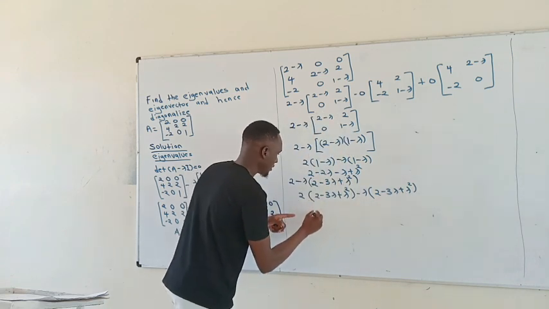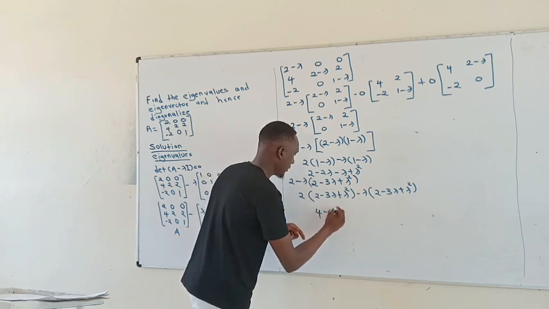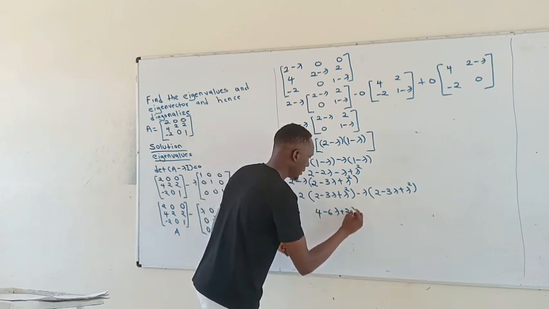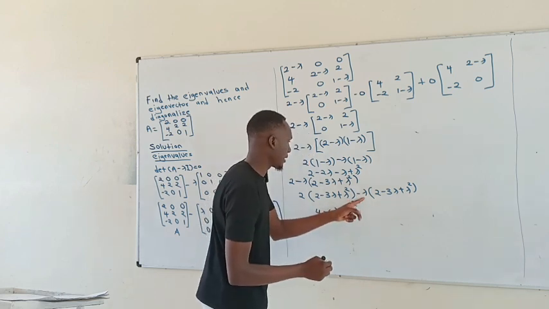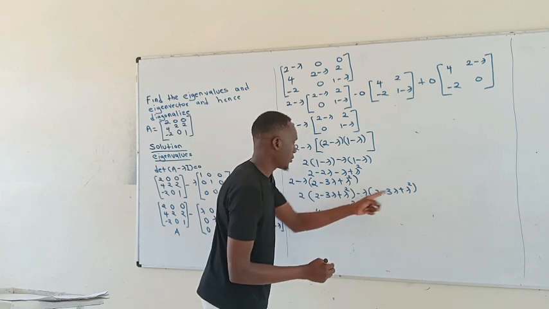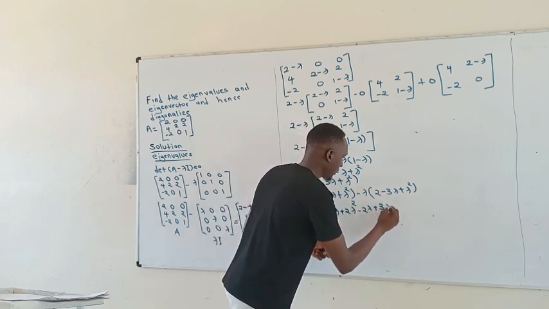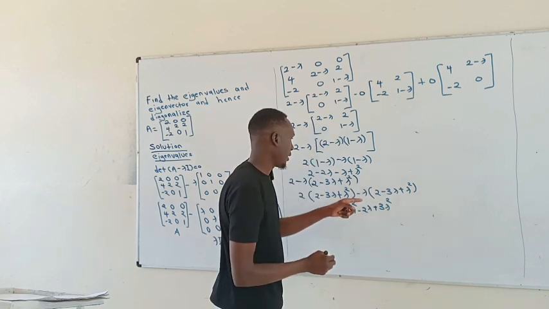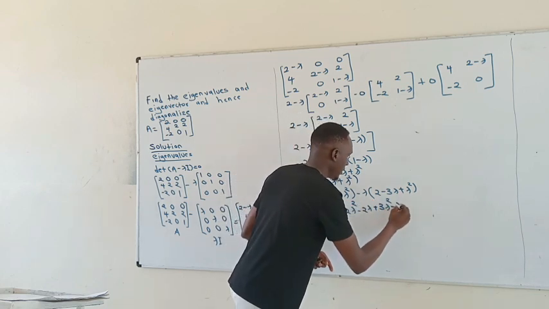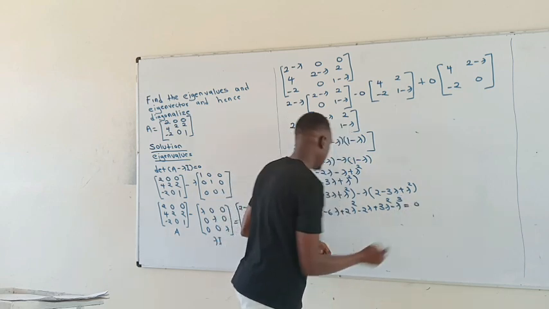So 2 by 2 is 4. 2 by minus 3 lambda is minus 6 lambda. 2 by lambda squared is plus 2 lambda squared. Minus lambda times 2 is minus 2 lambda. Minus lambda times minus 3 lambda is plus 3 lambda squared. Then minus lambda times plus lambda squared is minus lambda to the power 3. And you should remember it's equal to 0.